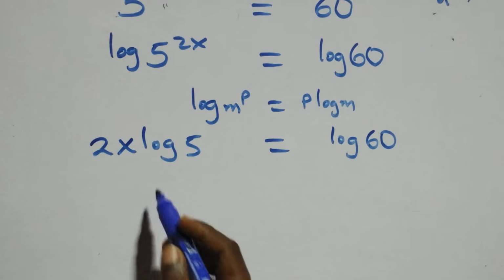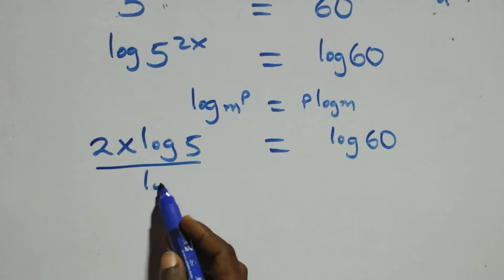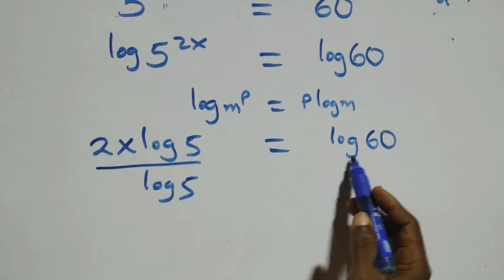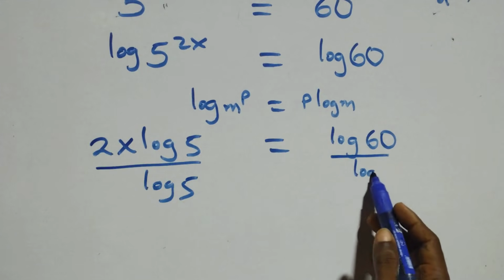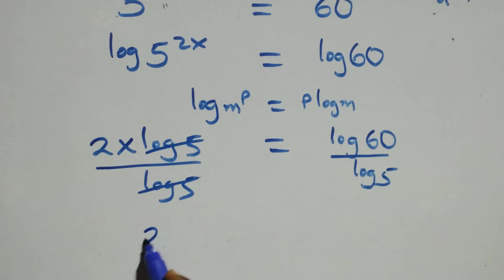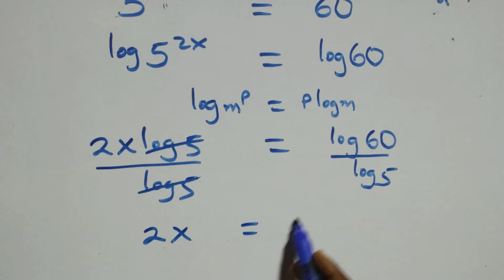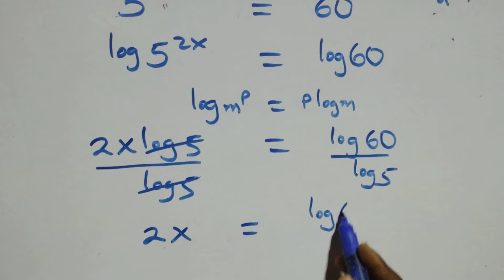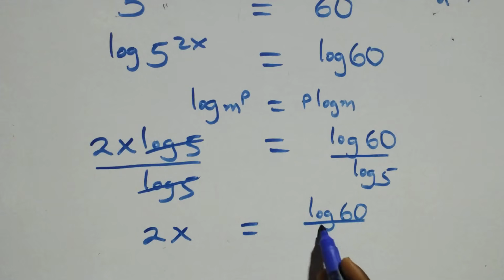Then here, divide both sides by log 5. We divide this side by log 5, also divide this side by log 5. As such, log 5 cancel each other here, and we have 2x equals log 60 over log 5.